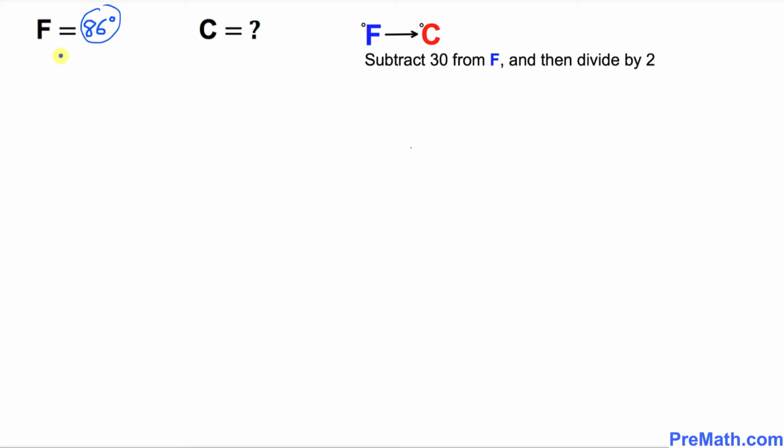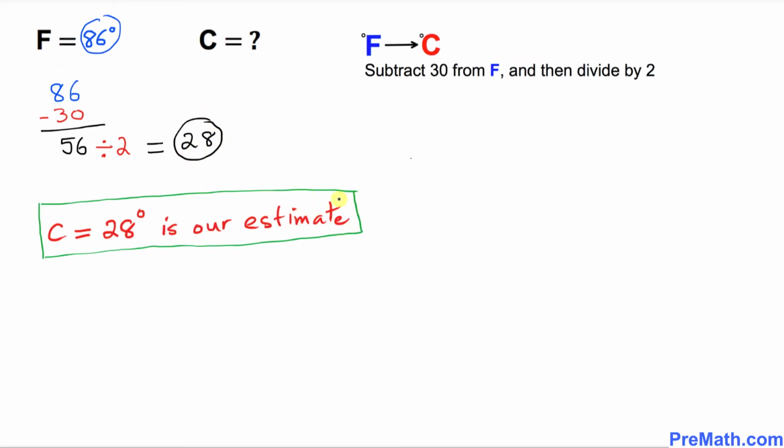So our F value is 86. Just put down 86 and then you subtract 30 next to it, and you are going to get 56. Then the next thing is you need to divide by 2 and your answer is going to be 28 degrees. So thus our estimated value for C is 28 degrees.